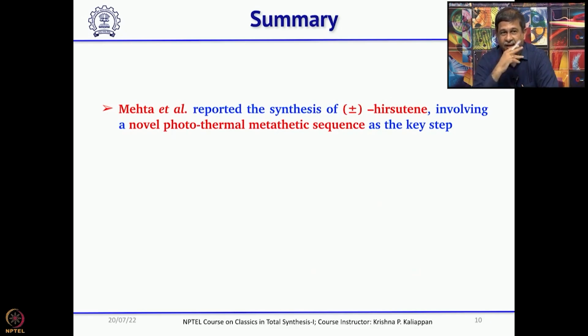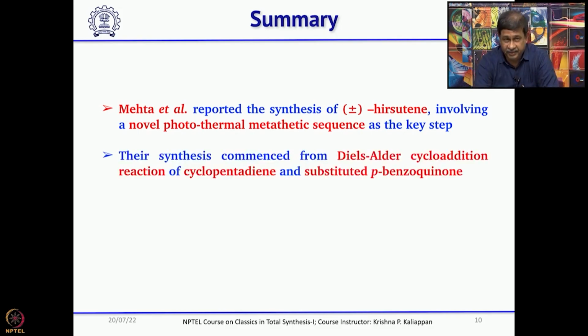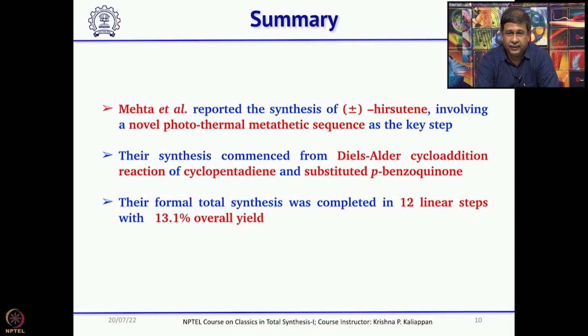So if you look at this synthesis, overall the key step was the photothermal metathetic sequence. So this sequence also, as I mentioned, is one of the earliest 100% atom economy reactions. And the starting material, of course, the tricyclic compound, was prepared from cyclopentadiene and 2,5-dimethyl parabenzoquinone using Diels-Alder cycloaddition reaction. Overall, this group took 12 longest linear steps to complete the total synthesis of hirsutene and the yield was about 13%. So 13% yield for this molecule is quite competitive, and that is mainly because of the 100% atom economy reaction.